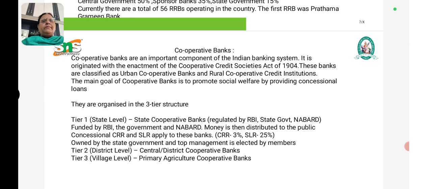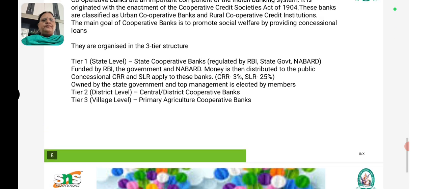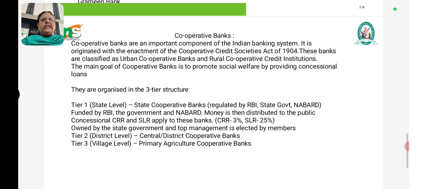Cooperative banks are an important component of the Indian banking system. They originated and were enacted under the Cooperative Credit Societies Act 1904. These banks are classified into urban cooperative banks and rural cooperative banks. The main goal of cooperative banks is to promote social welfare by providing concessional loans. They are organized into a three-tier structure.